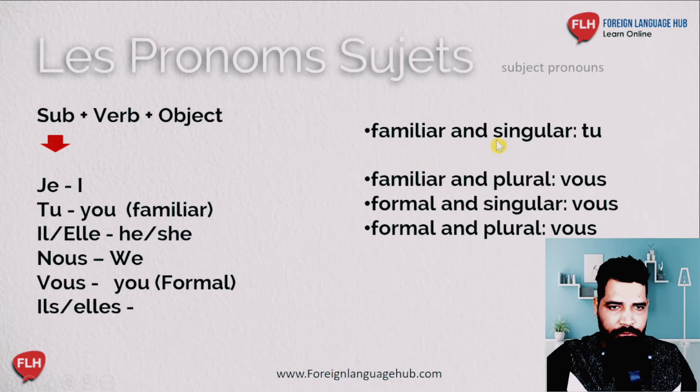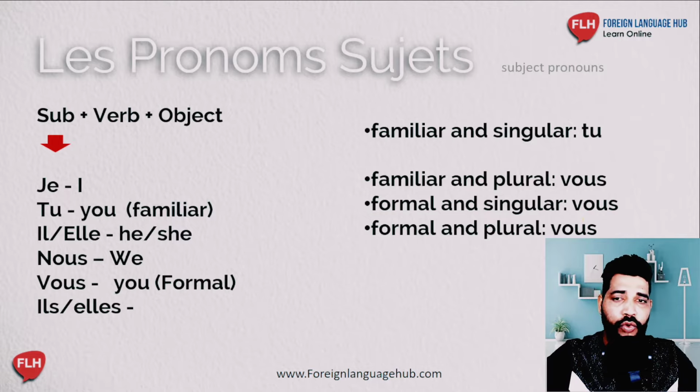So as I have discussed, these are the conditions: familiar and singular, right? Familiar and plural. For plural also it's familiar. Formal and singular for vous. So if you want to be formal with someone, singular, you can use vous. Formal and plural. So for plural, it is used as a familiar and as a formal also. For singular, familiar will be tu and formal will be vous. So let's move ahead, go one by one, and we'll take some examples for them.